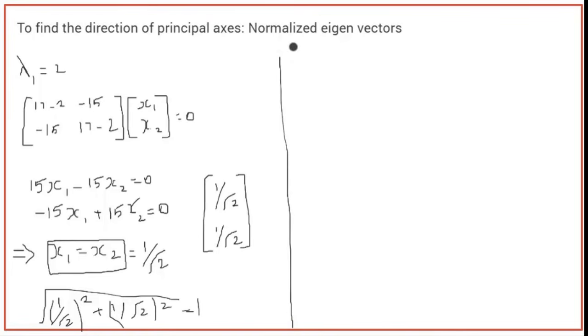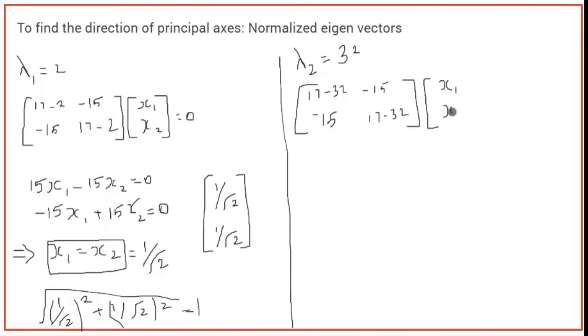Now similarly, let's find the eigenvector corresponding to the eigenvalue 32. So instead of 2, now we have to substitute 32. So 17 minus 32 will give you minus 15. So the matrix is minus 15, minus 15 and 17 minus 32, which is minus 15, multiplied by the column vector x1 and x2. This should be equal to 0. After writing the equation, you will get minus 15x1 minus 15x2 is equal to 0. So x1 is equal to minus x2.